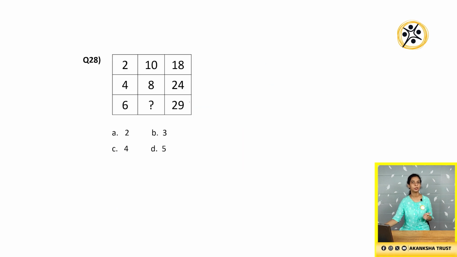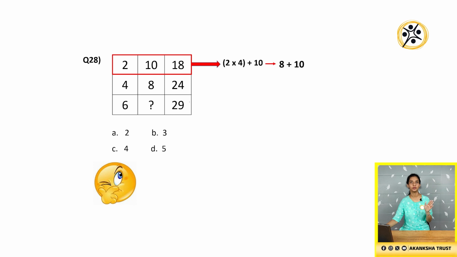Going ahead with the 20th question, we have the missing number in the third row and second column. So let us try to find a relationship amongst the first row itself. We have the entries as 2, 10 and 18. If we see 2 into 4, that is 8. When you add it with 10, we get the number as 18, that is the third entry.